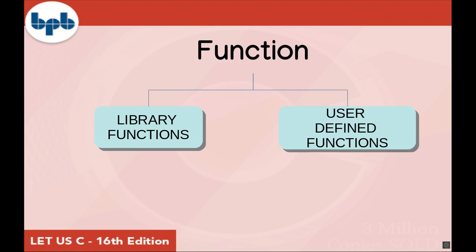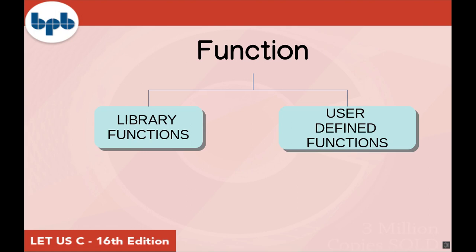A computer program cannot handle all the tasks by itself. Instead, it requests other program-like entities called functions in C to get the task done. A function is a self-contained block of statements that performs a coherent task of some kind. Every C program can be thought of as a collection of these functions.